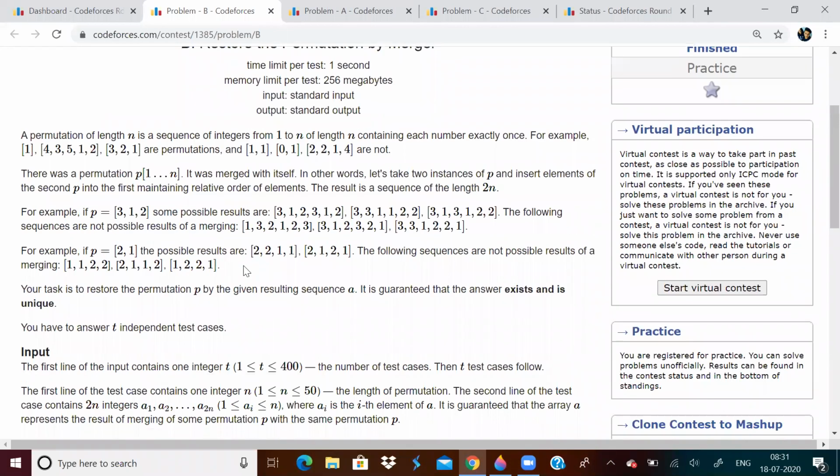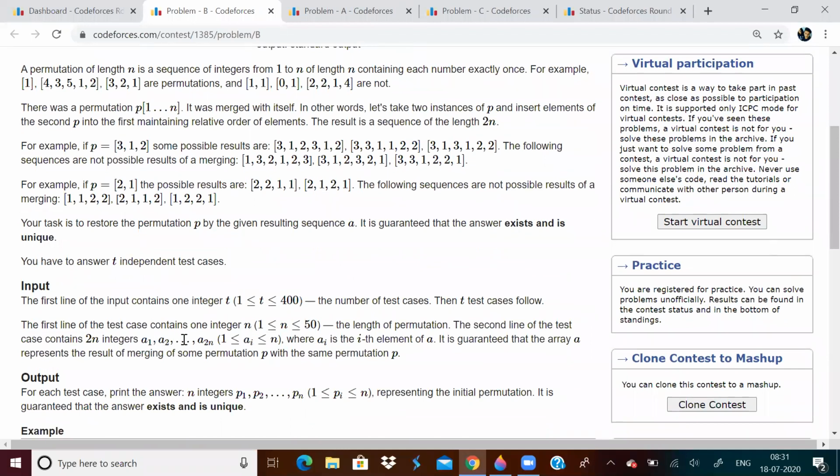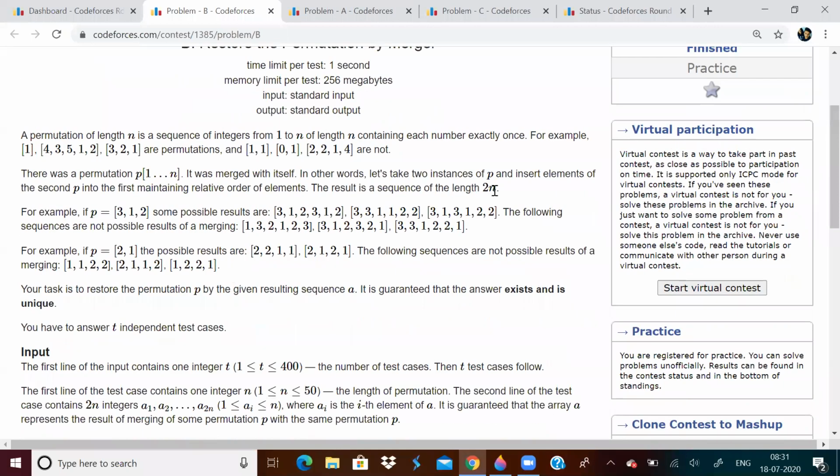Now we are given 2n integers in which every number occurs twice. Every number from 1 to n occurs twice. An example is given here, like 312. What we will be given is like 312, 312, or anything of this sort. So we need to restore the permutation, and the answer is always unique. What does this mean? The answer is always unique.